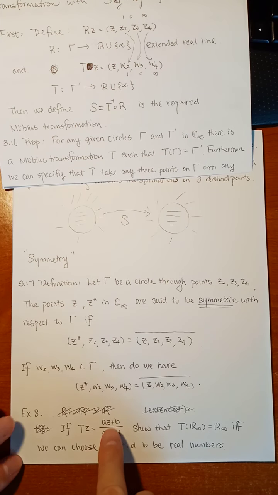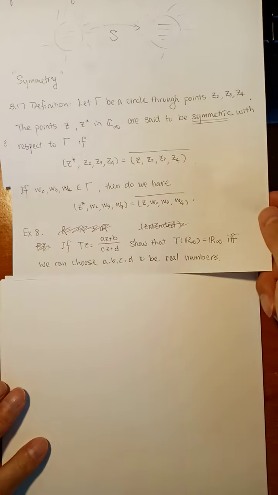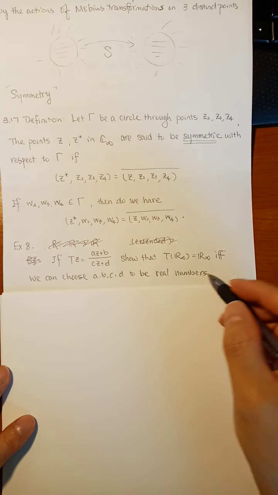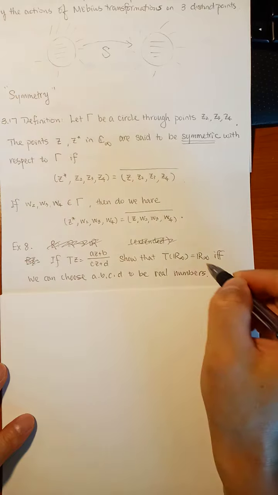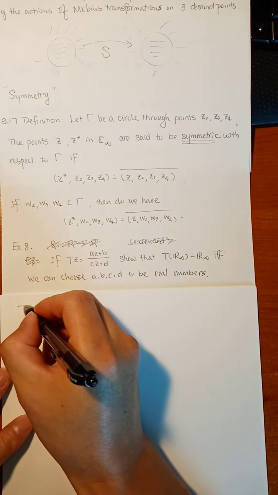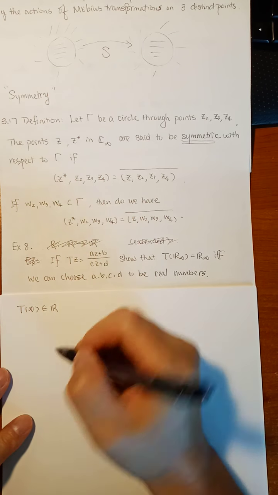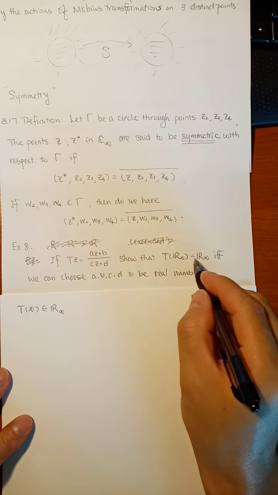First of all, these coefficients are not unique, so we can choose a set so that they are all real. Okay, so how do we prove this? Let's check. T of the extended real line is equal to the extended real line. So T of infinity belongs to R infinity, right?